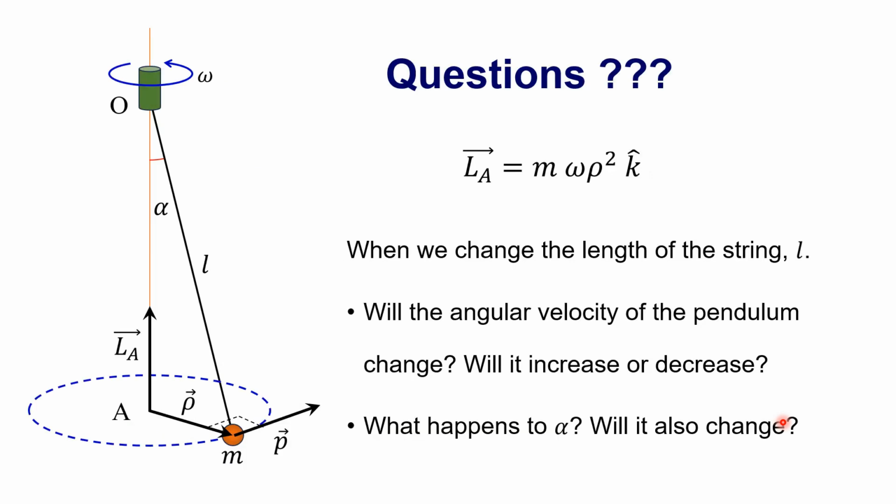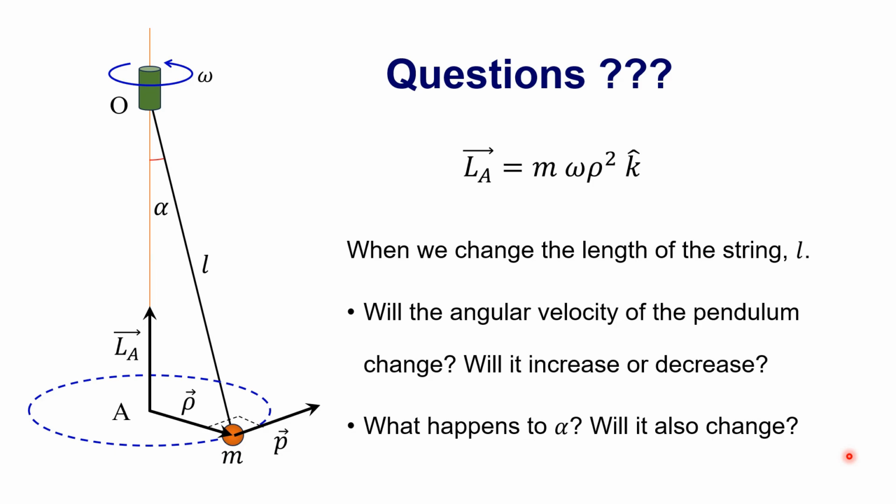We want to know what will happen when we change the length of the string. Will the angular velocity of the pendulum change? Will it increase or decrease? What is going to happen to angle alpha? Will it also change? So let us see all this in our experiment.